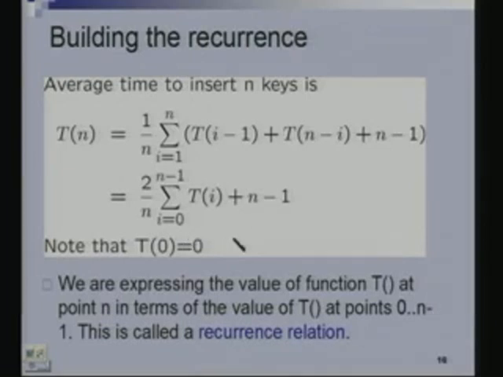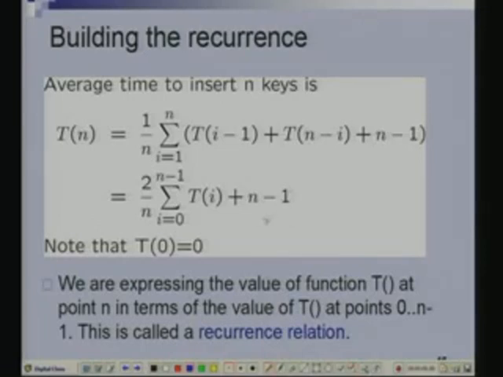So t of 0 and t of 1 are both 0. I can now use that to compute t of 2, right? So what will I get as the value of t of 2? If I use this expression, t of 2 would be equal to 2 over 2 times t of 0 plus t of 1, both of which are 0, plus 2 minus 1. So this entire thing is 0, and thus it becomes 1. So t of 2 also turns out to be 1.